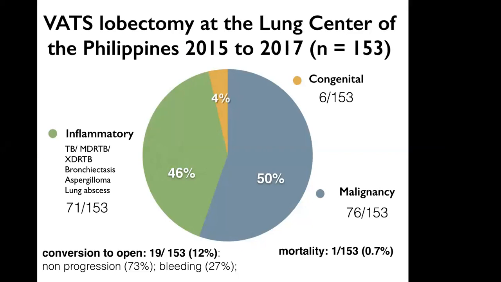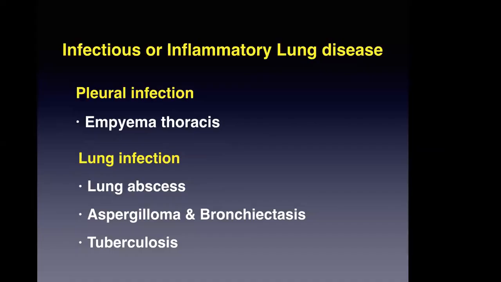This is our recent data on VATS lobectomy at the Lung Center. For the past 3 years, about 46% of the cases we do are inflammatory, and about 50% of those are because of malignancy. Our conversion rate to open is about 12%, and the majority is because of non-progression, because of very, very dense adhesions.